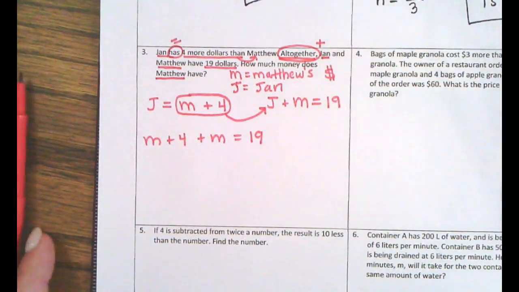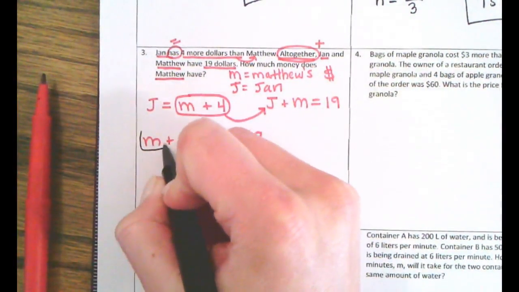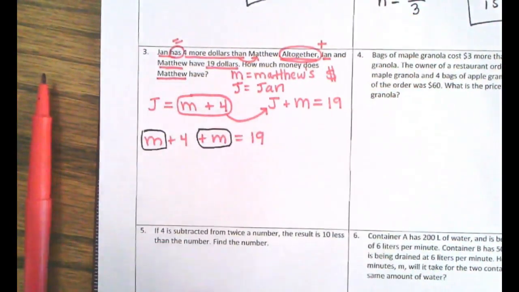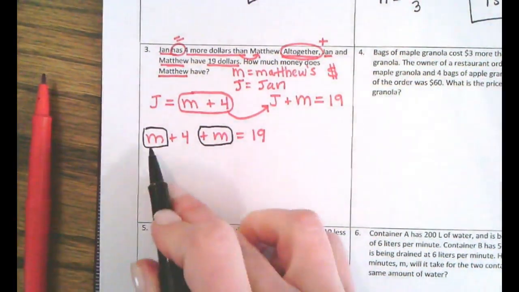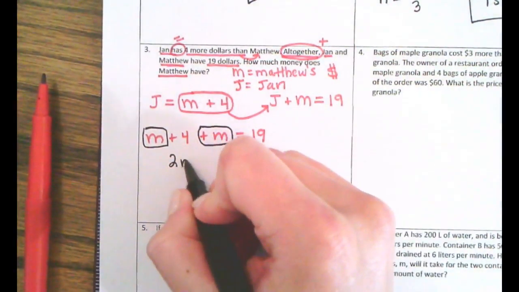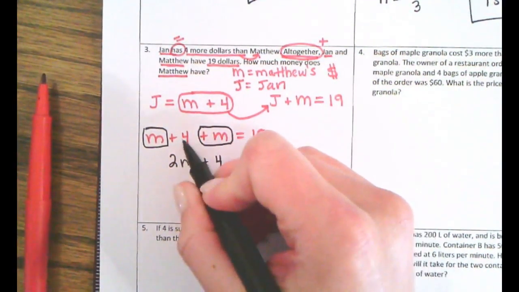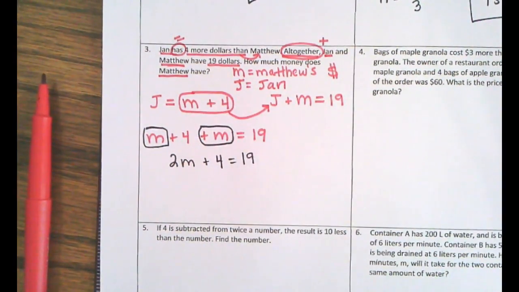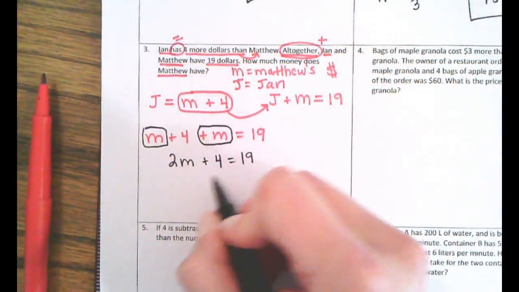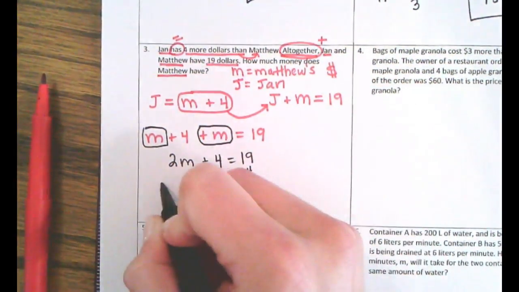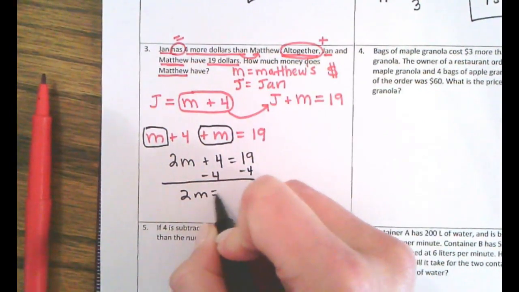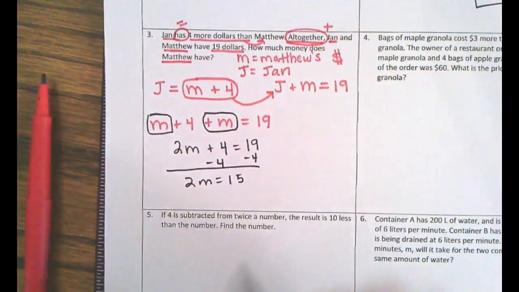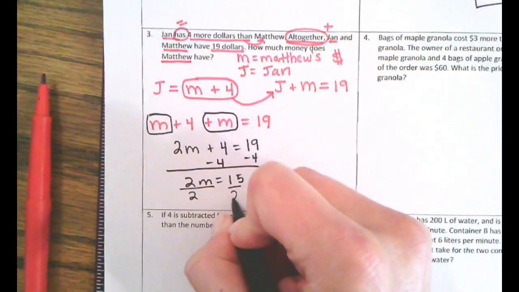So in order to solve this problem, I have 1M and 1M on the same side of the equation, so all I have to do is combine. M plus M equals 2M plus 4 equals 19. Next, I'm going to solve for M by subtracting 4 on both sides. And then dividing by 2.